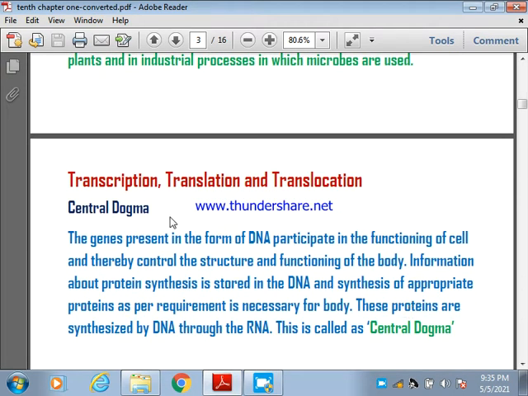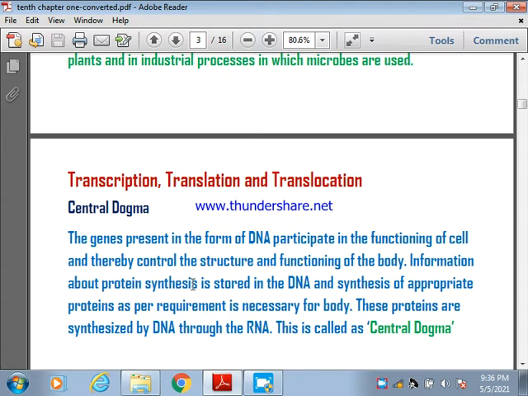Next point, transcription, translation and translocation. First of all, we know about the central dogma. The genes present in the form of DNA participate in the functioning of the cell, and thereby control the structure and function of the body.